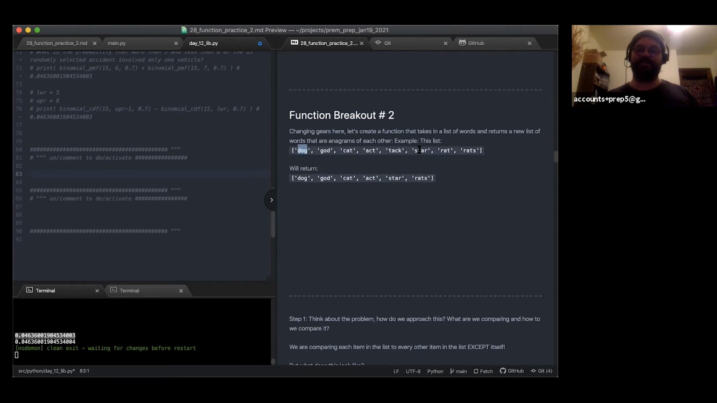So we could do a version of this where, and I'll add that in at the end, if we had, let's say, just tack. If we had tack in here twice, it shouldn't show up in the return because we won't consider a word to be an anagram of itself, right? And that's going to be an important part of this.